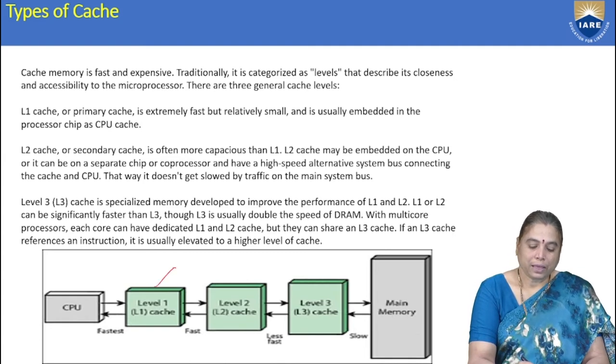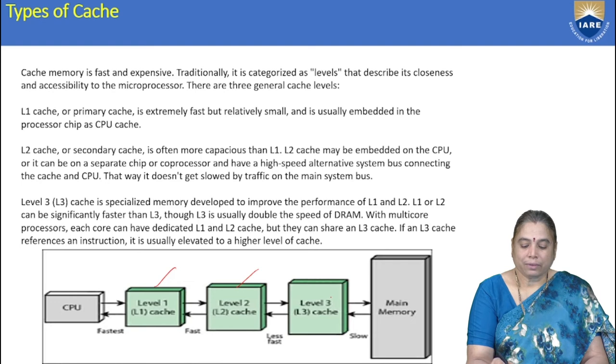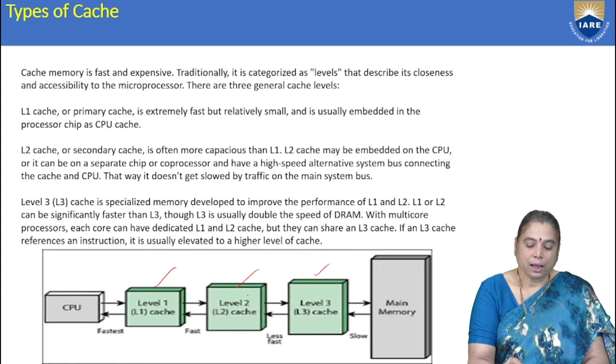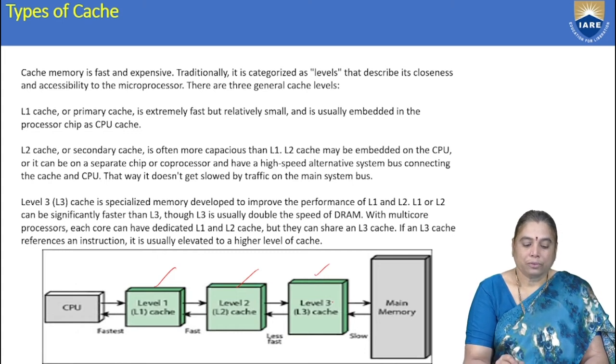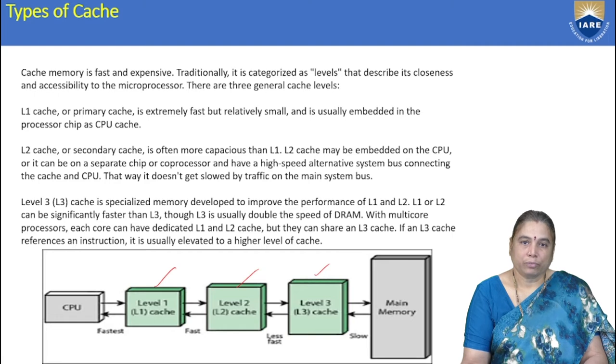The level 1 cache, L1 cache, is very close to the CPU, so it is high speed. Next, level 2 cache is in between level 1 and level 3, and it is somewhat slower than level 1, and the speed of operation is greater than level 3. Next is level 3. It is close to main memory and it is placed between level 2 cache and the main memory. So the speed is greater than the main memory and less than the level 2 cache. So three levels of caches can be placed between the CPU and main memory.